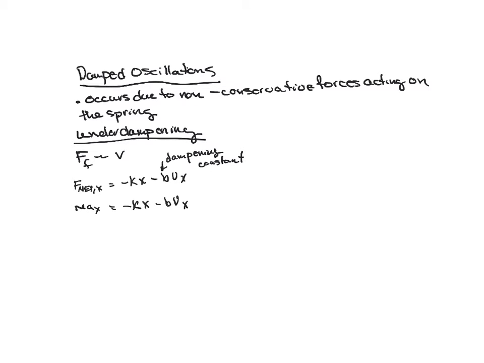Alright, so we're going to rewrite all of these in terms of x. So acceleration is the second derivative of our position function. This is already in terms of our position function. And the velocity is the first derivative of the position function. Now I can't actually show you guys the next step because this involves a differential equation, but when we solve this differential equation, we would get this relationship here.